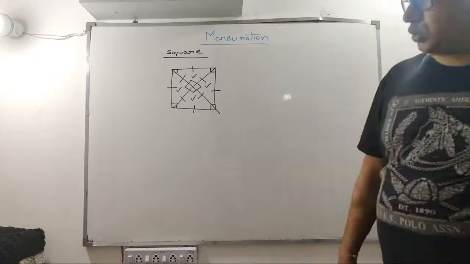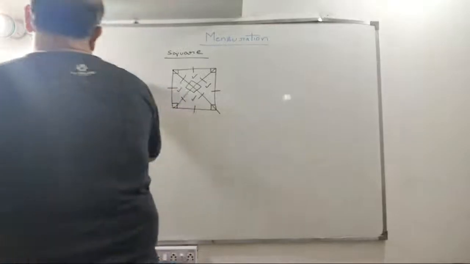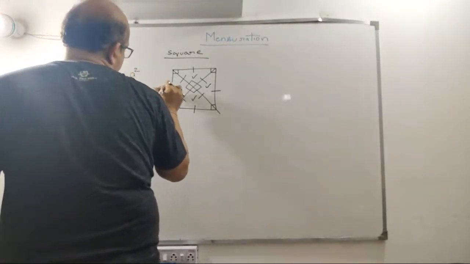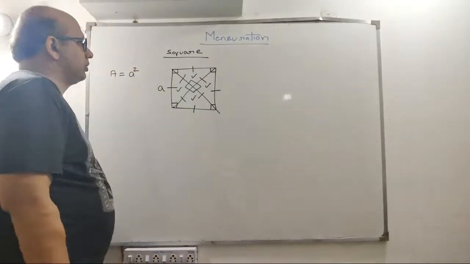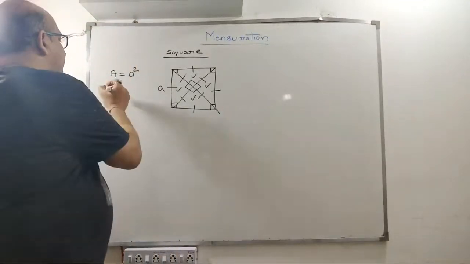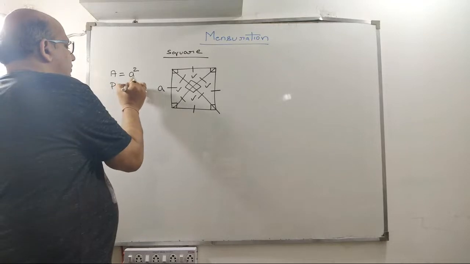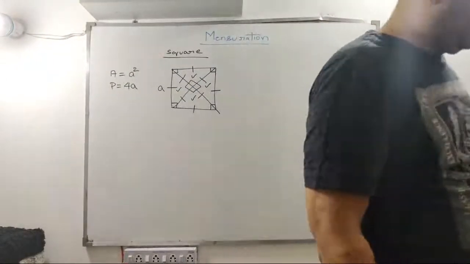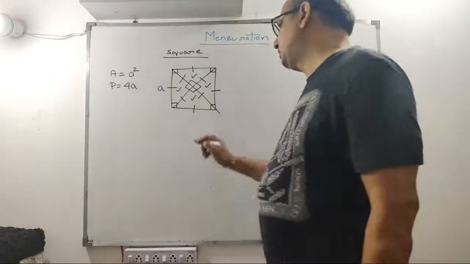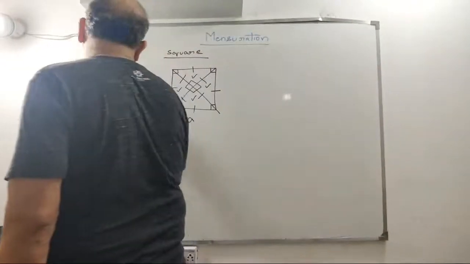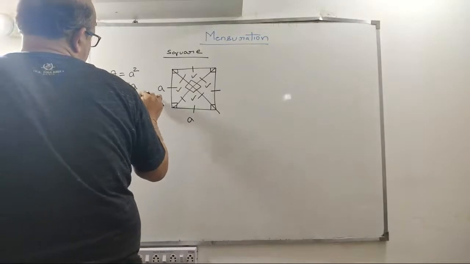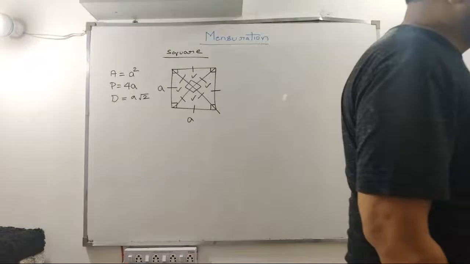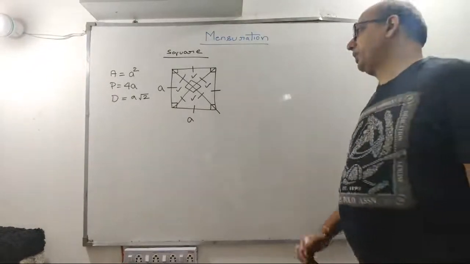That's it about square. Area of a square is given by a square, where a is the side of the square. Perimeter of the square is 4a. If each side is a, then the diagonal is equal to a root 2 by Pythagoras theorem. The next geometrical figure that I would pick would be circle.